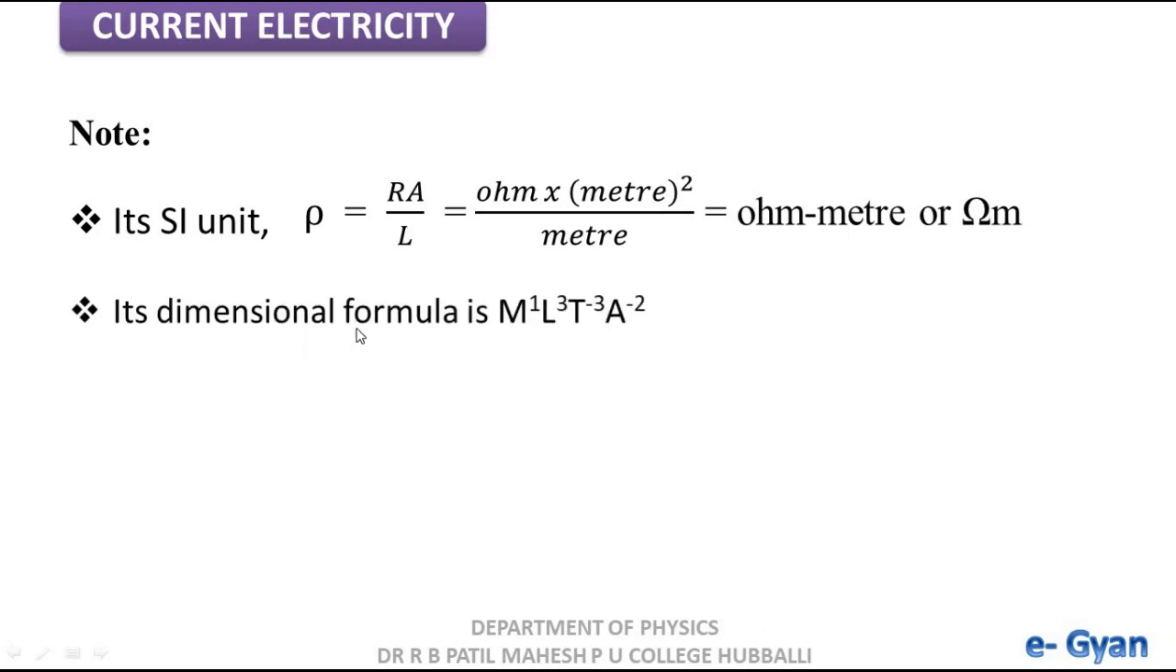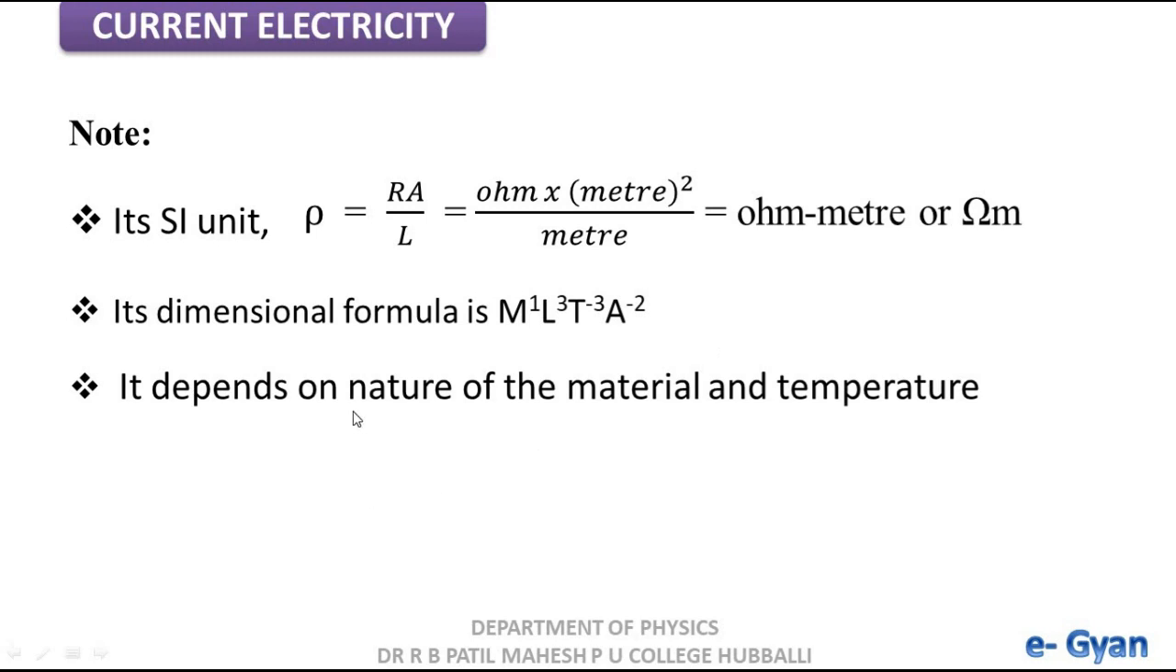Second point, its dimensional formula is M raised to 1, L raised to 3, T raised to minus 3, A raised to minus 2. It depends upon nature of the material and temperature. Nature of the material: it means resistivity depends upon the nature of the material. For example, for a conductor resistivity is small, for an insulator resistivity is more, and for semiconductors it lies between the values of conductor and insulator.